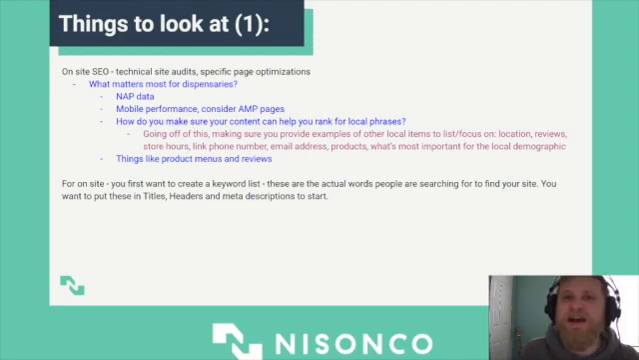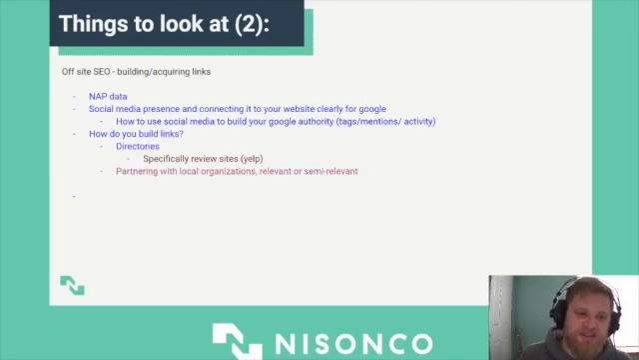Like I said, titles, heading tags, alt tags for images, and your meta descriptions. These are the things where you want to put those keywords, like "dispensary near me," for example, on these certain pages. Let's go ahead and look at offsite SEO.